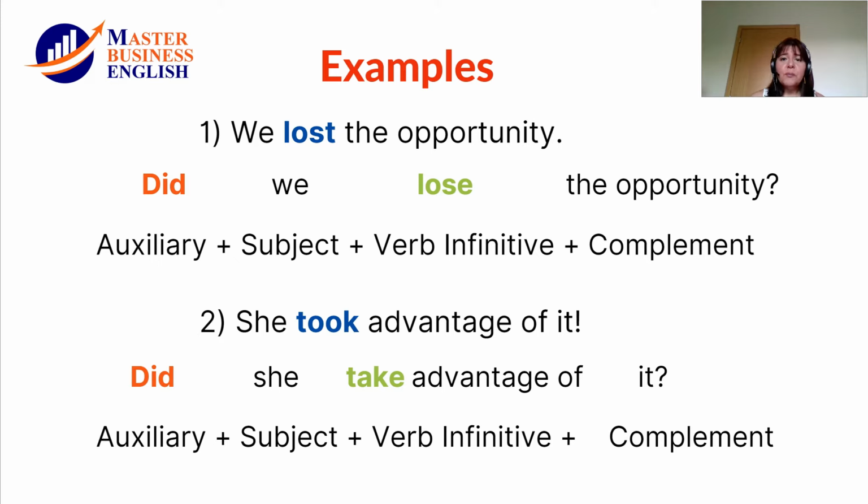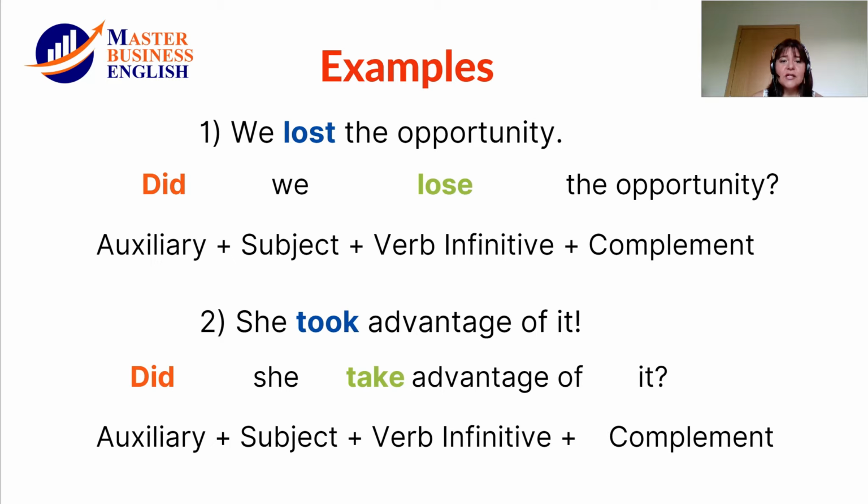But if we want to make a question using a WH word, we can say, for example, why did we lose the opportunity? So the WH word, why, will appear at the beginning. Here we have the WH, why, did the auxiliary, we the subject, lose the infinitive verb, and the opportunity the complement. Let's see other examples.